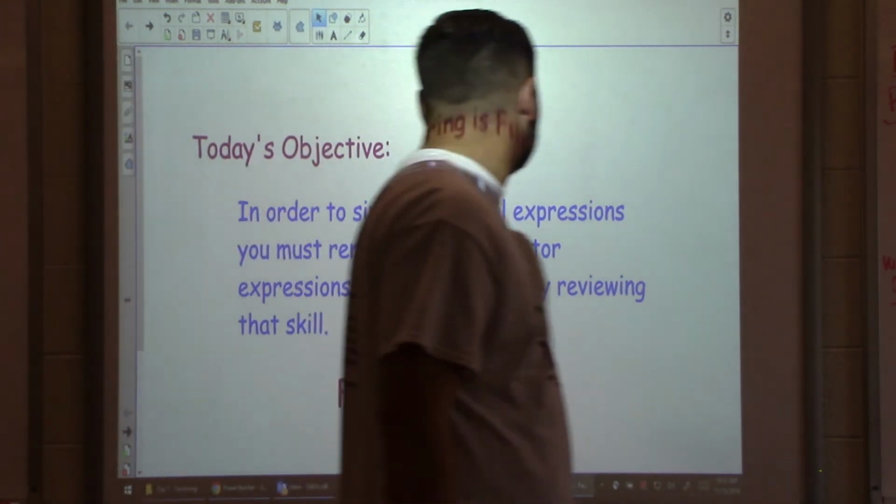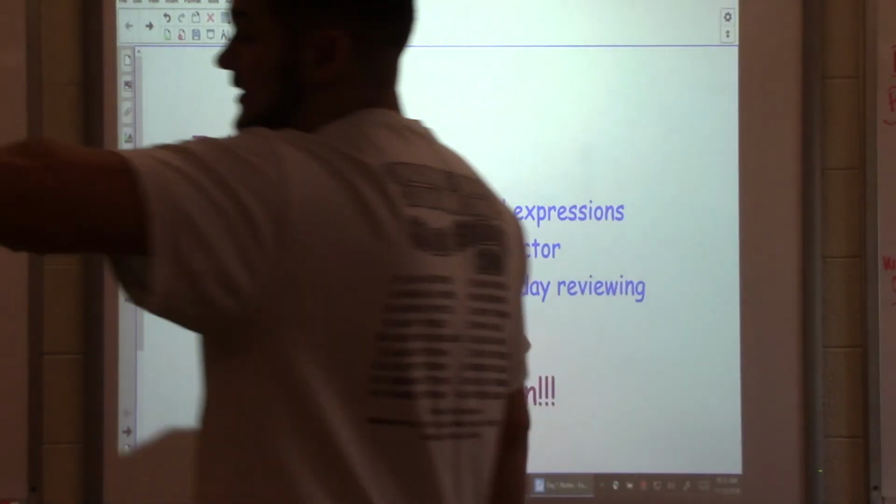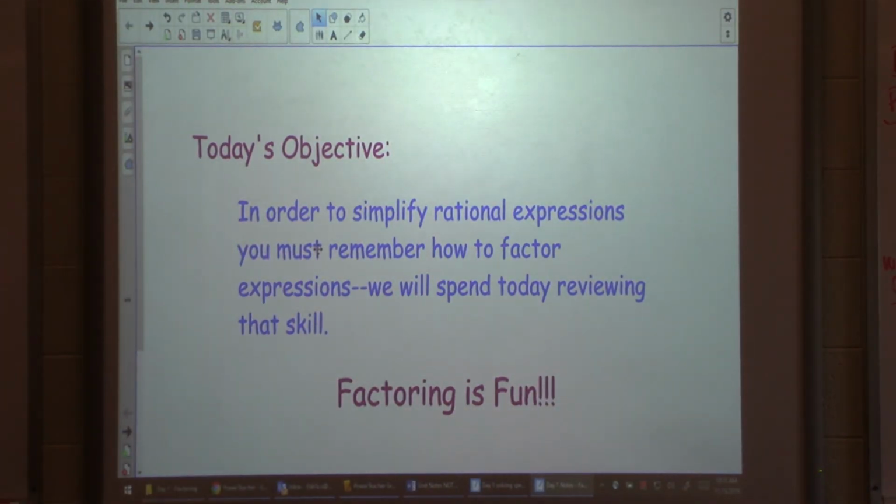Alright, so in order to simplify rational expressions, we must remember how to factor them. That's what we're going to spend today reviewing. We're actually going to spend 3 days doing factoring. Today, we'll talk about where it's just x squared. On Monday, we'll talk about where there's a number in front of x squared.